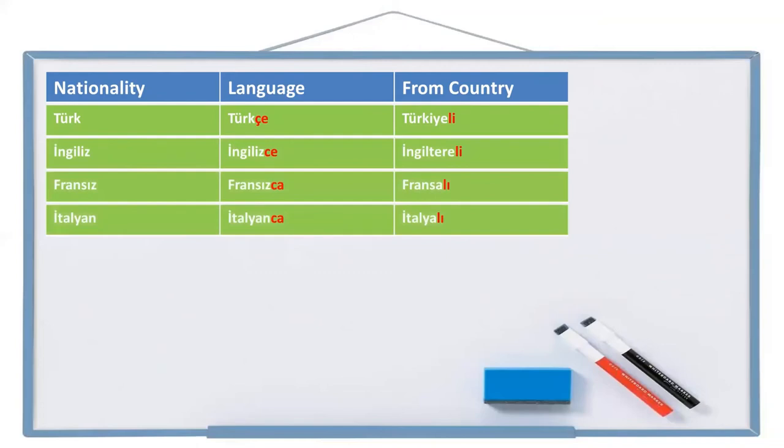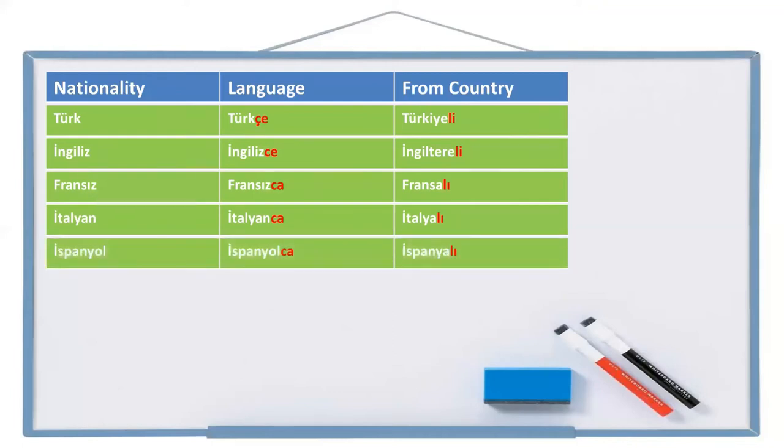Another one. The nationality is Italian. But the language with the suffix ca, İtalyanca. The country is Italia, Italy, Italia. From that country, İtalyalı. Nationality Spanish is İspanyol. The language Spanish is İspanyolca. The country Spain is İspanya, and from that country, İspanyalı.